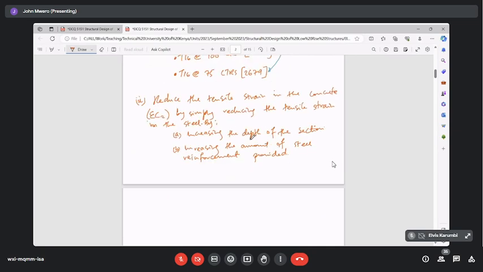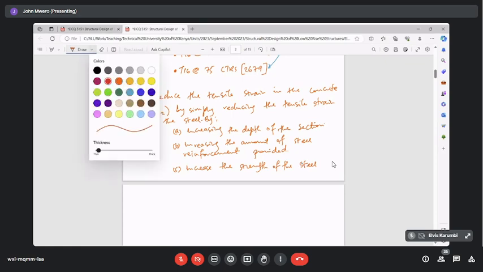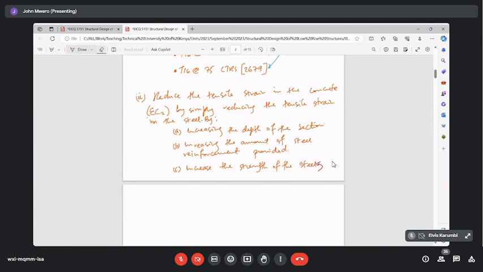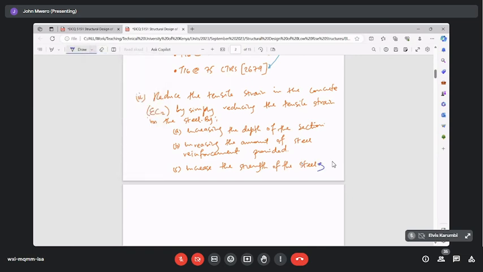The third thing that you could do is increase the strength of the steel. You could increase the strength of the steel, but this is not a very common approach. Not a very common solution, because it's not practical for most problems that you'll encounter.